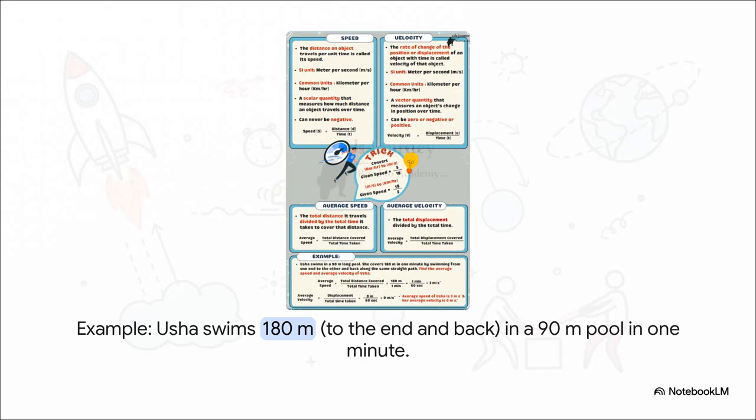Okay, check out this classic physics puzzle. We've got a swimmer, Usha, in a 90-meter-long pool. She swims all the way to the other end and immediately turns around and swims right back to where she started. And she does all of that in just 1 minute. She's obviously moving pretty fast, but what's her average velocity?